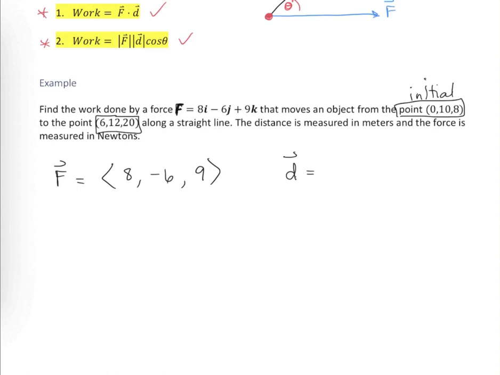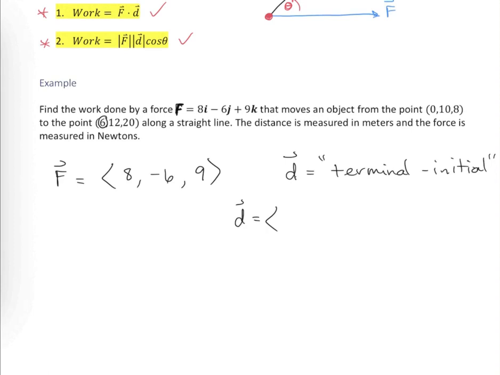And as we remember, in order to determine that vector, we're going to use the terminal minus initial points to get the change in the direction of x, change in the direction of y, and change in the direction of z. So terminal minus initial, here we go. For our x component, we will have the terminal x value minus the initial x value. So that's going to be 6 minus 0. That gives me the change in the direction of x.